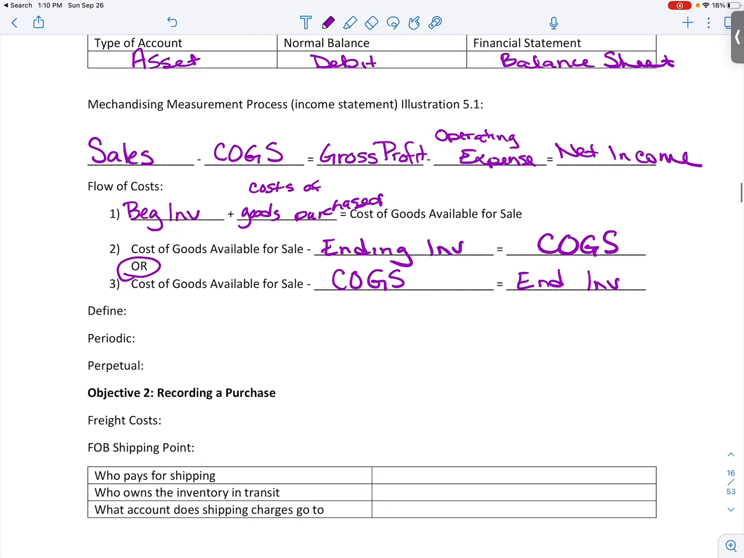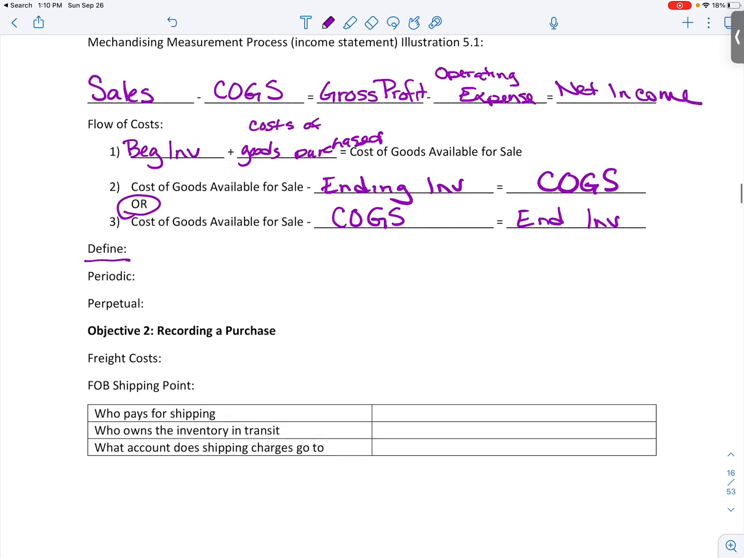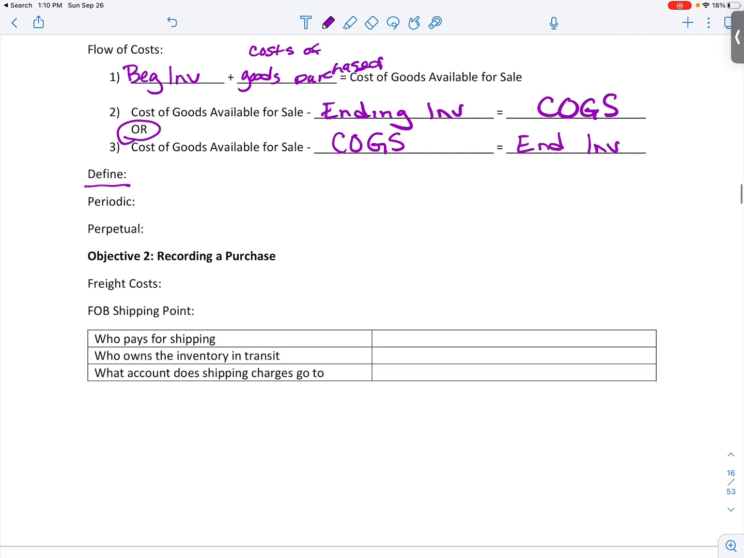We also want to make sure you understand the difference between periodic and perpetual. So just make sure you look up those terms, define those, and see if you have any questions about them. But I want to really focus on recording these purchases and sales and some new accounts that are going to come into place.